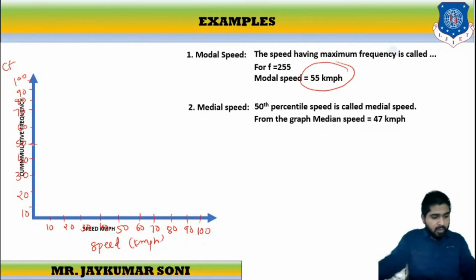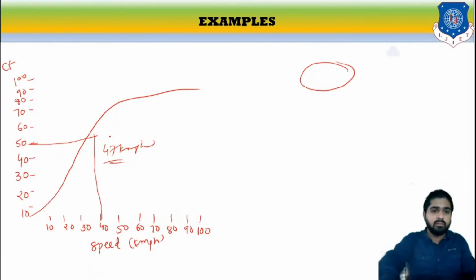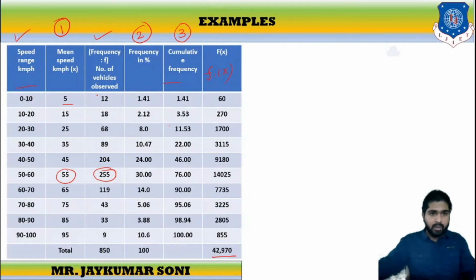I will plot this. First of all, I will have to plot my graph like this because I have already calculated the value of cumulative frequency. If I plot it over here, then I will get the 50th percentile speed as 47 kmph. You can do it by plotting this cumulative frequency and speed graph.